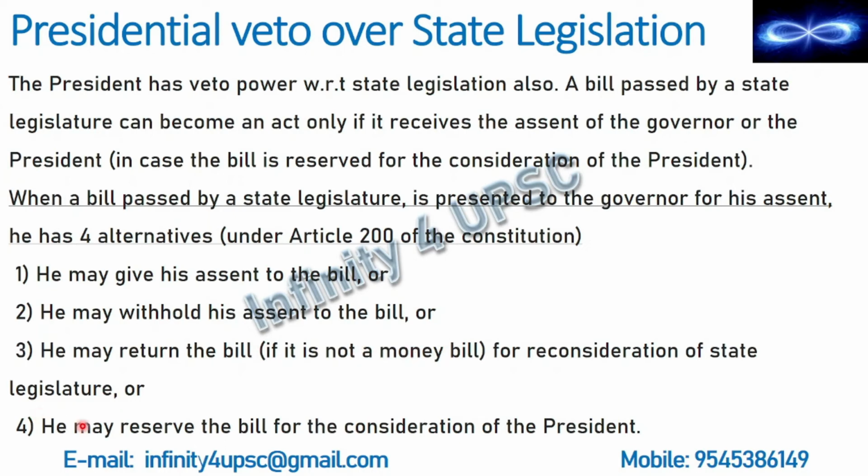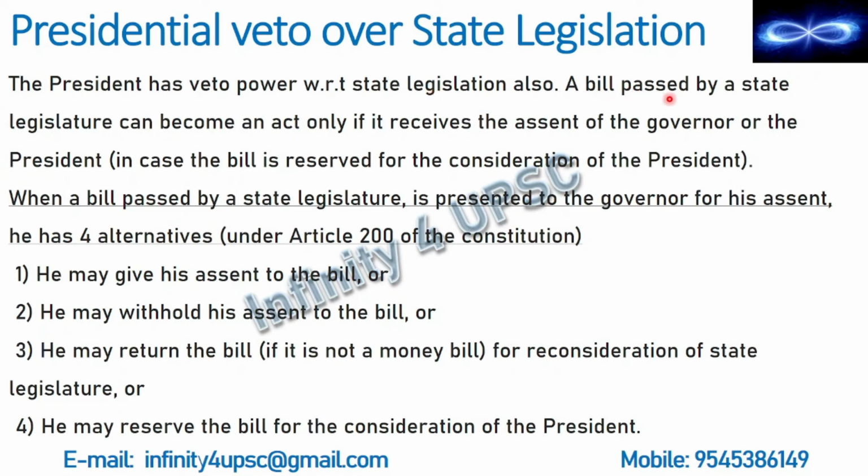Now this fourth statement, that is, the governor may reserve the bill for the consideration of the president, because of this statement, the president has got veto power over state legislation also. The statement is very important. If you get this statement, do not get confused. The president has in fact got veto power when it comes to state legislation.